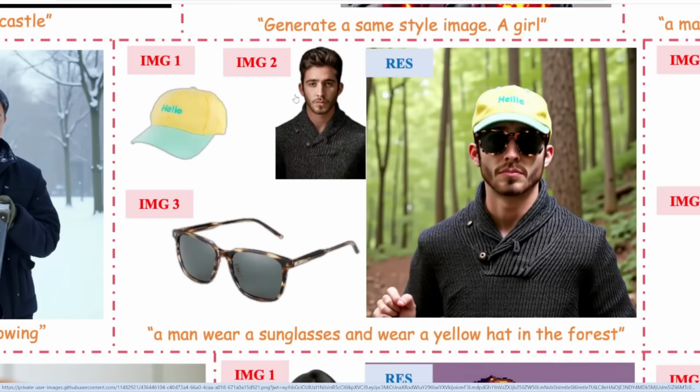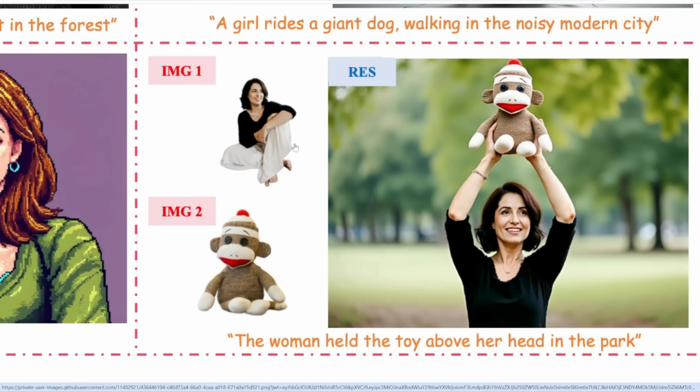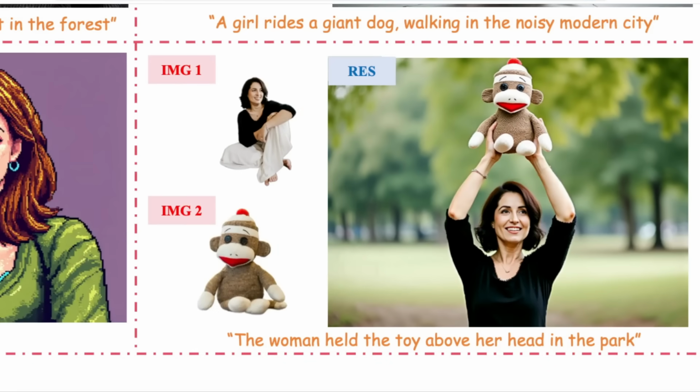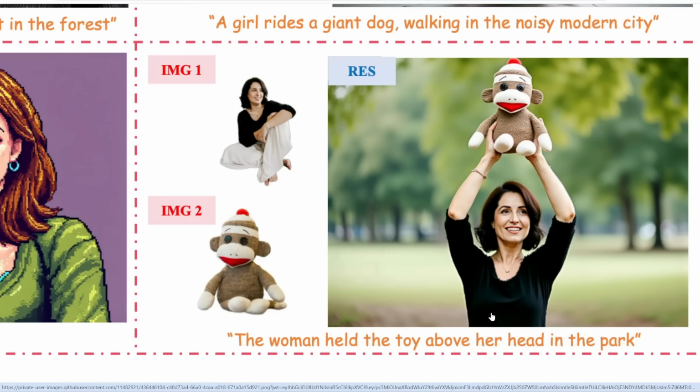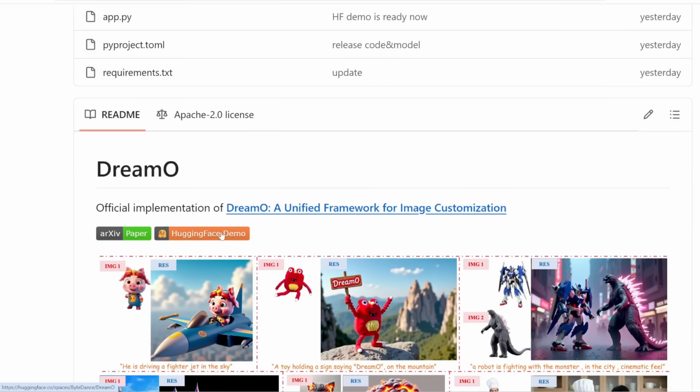And of course, you can add a hat and sunglasses to a character like this. You can also change the style of a photo, so if this is your original image, you can turn her into pixel art like this. Or here's another example where we get this woman to hold the toy above her head in the park. So not only is it good at transferring reference images of objects or characters, but it's also good at prompt understanding. The nice thing is they've released a Hugging Face demo for you to try this out.